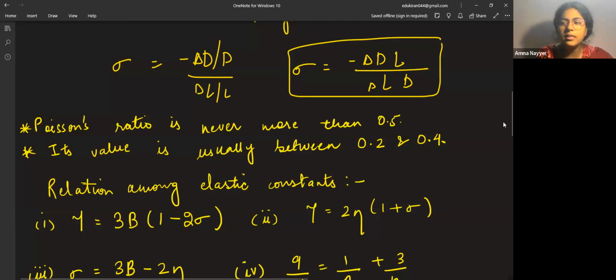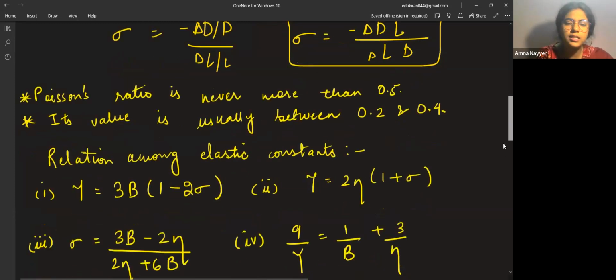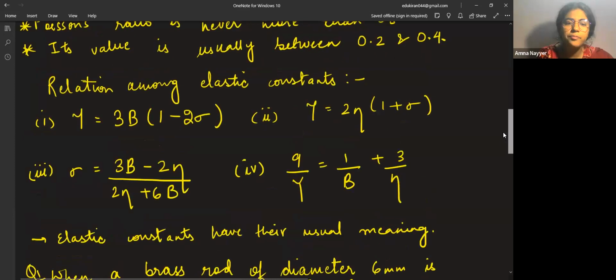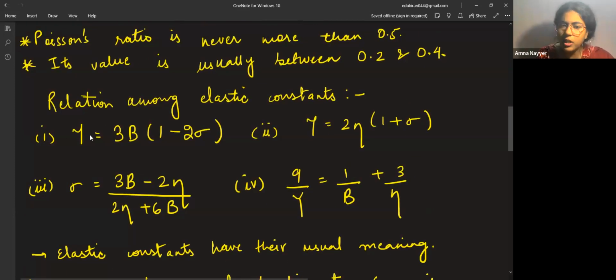Now, class, this was Poisson's ratio. We'll see the questions, but before we see the question, Y is Young's modulus, B is bulk modulus, eta is shear modulus, sigma is Poisson's ratio. These are just a few formulas, in case they help you in your entrances after class 12th, or for your 1-marker questions to get the answer very quickly. That's why I've written all these relations.